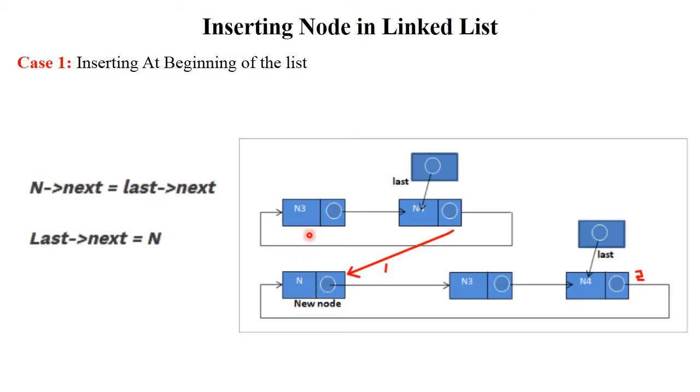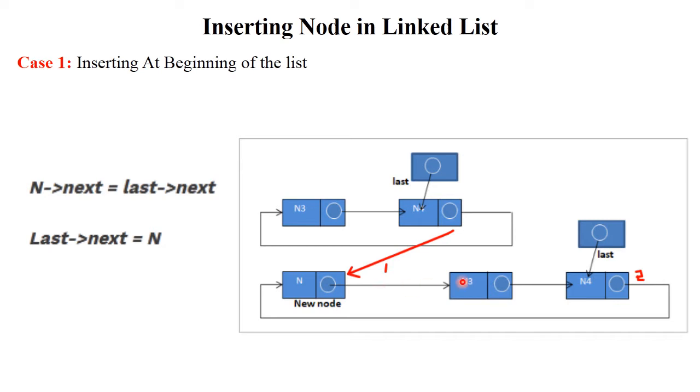So N of next, which address is stored? N3. Okay? But currently N3 address is stored where? Into this part. Because this node points to the first node, means the first node address is stored into this N4. Clear? So how to write? This node is called the last node initially. So last of next, this address is stored into the N of next. Clear? This is the first part. Means N node is linked to this N3 node. This is the first linking connection.